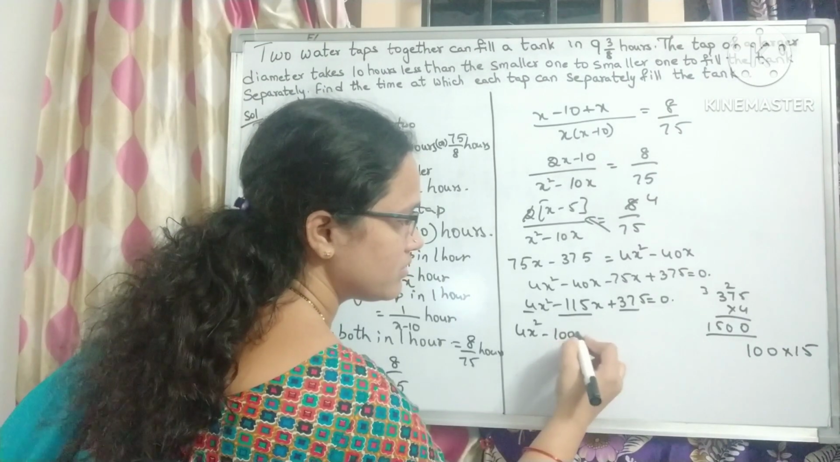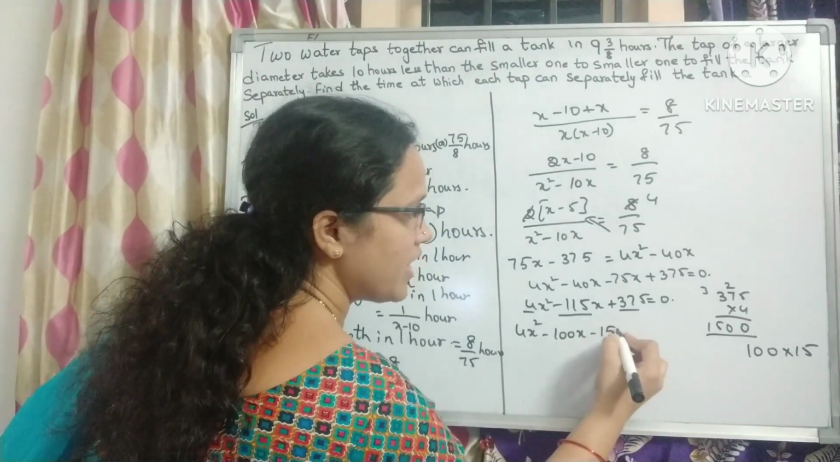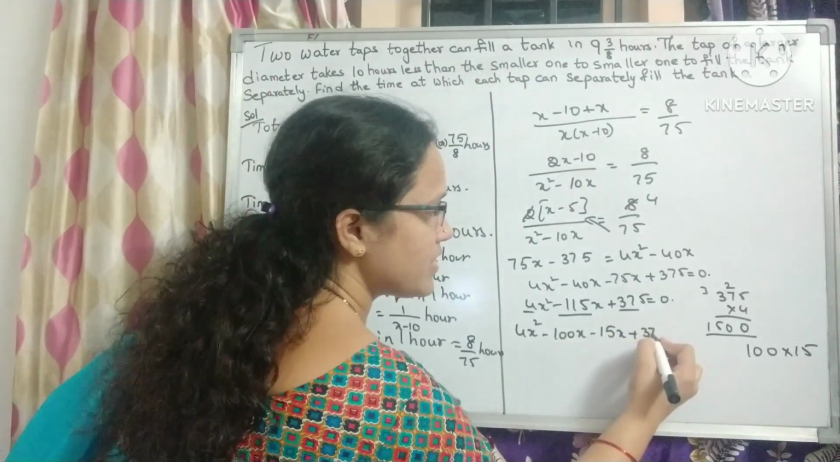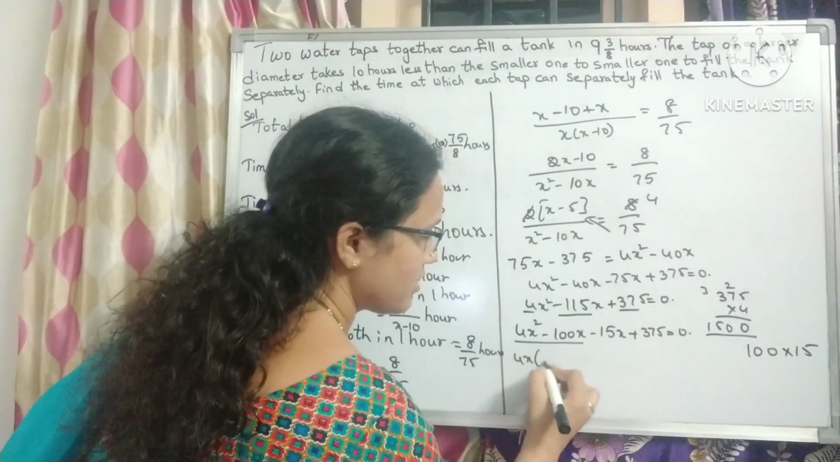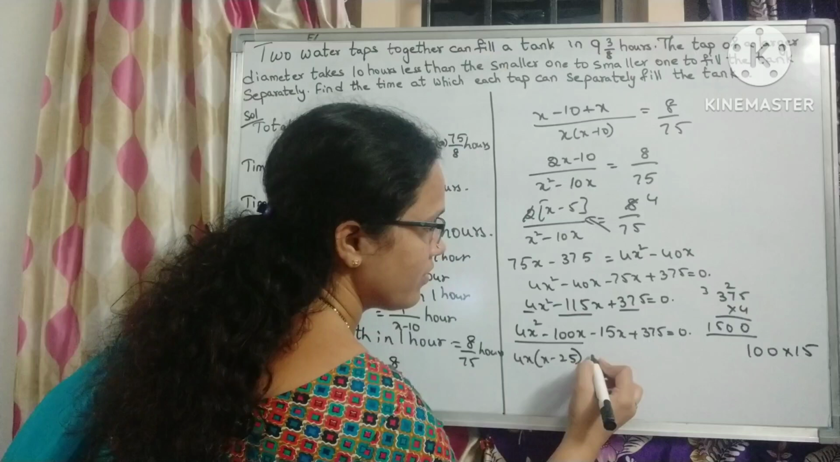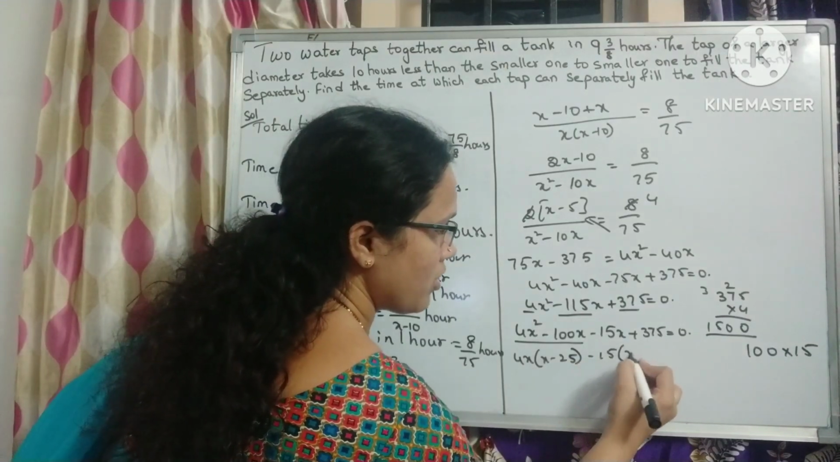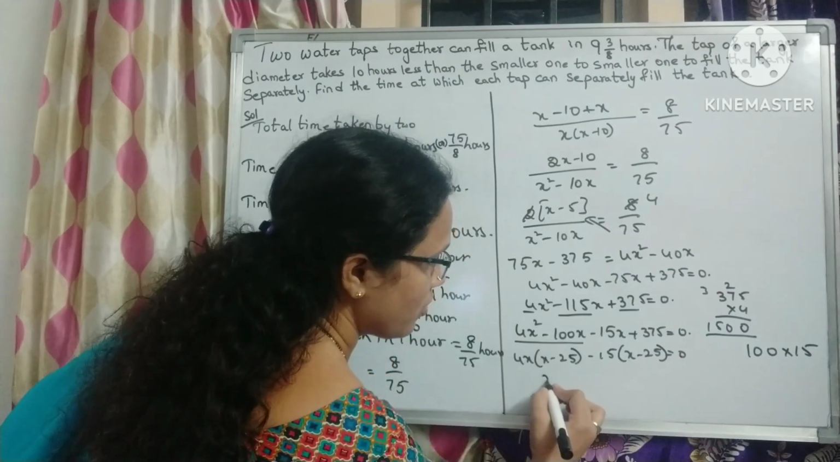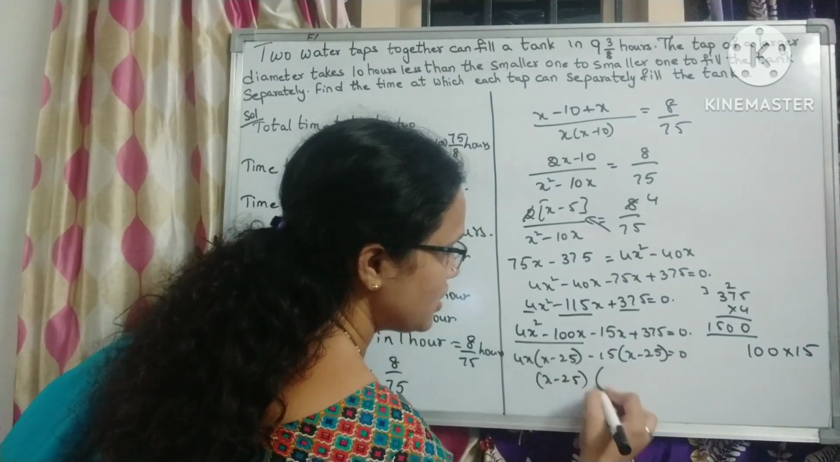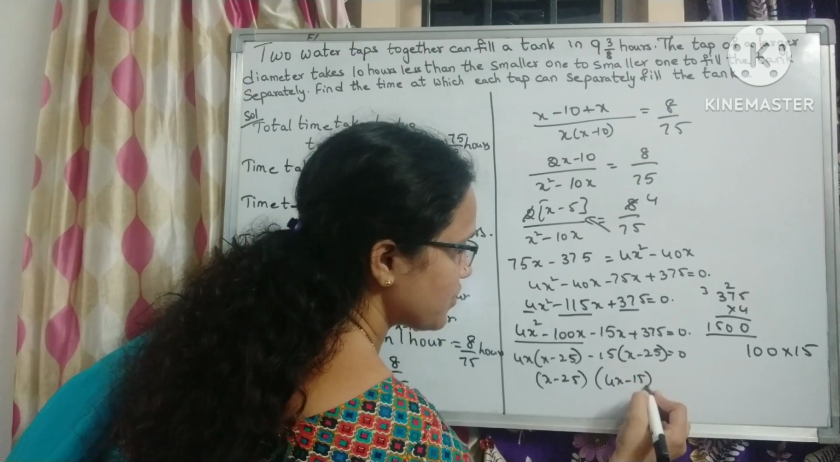Add both. Minus 15x plus 375 equals 0. So take common here, 4x, x minus 25 minus 15. If you take common, x minus 25 equals 0. x minus 25 into 4x minus 15 equals 0.